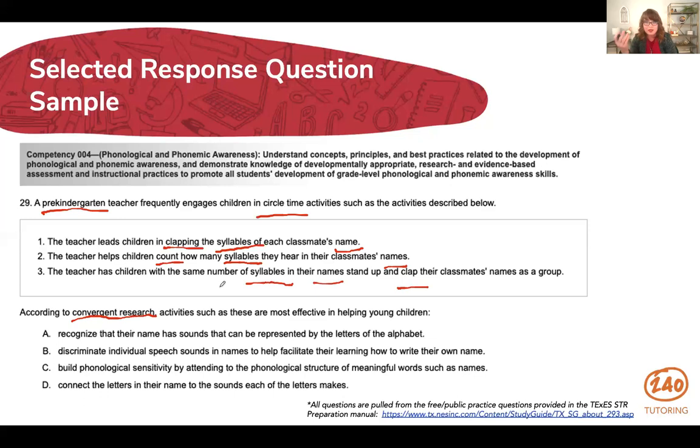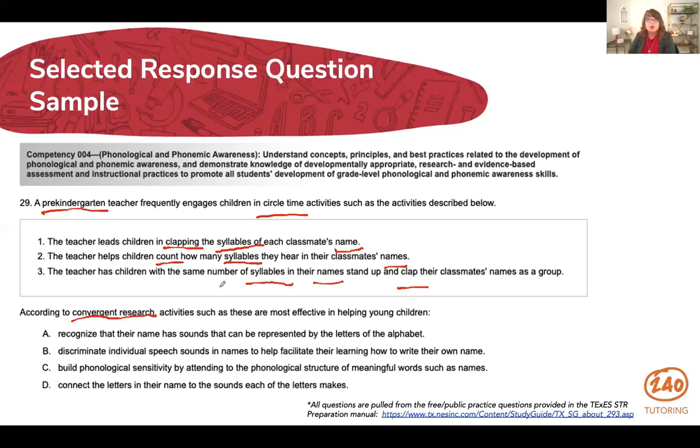So let's pretend I'm the teacher, and I'm going to lead the children in clapping the syllables of their classmates' names. So let's take my name, for example, Christy. All right? Christy. And we do that with lots of children's names in the class. Andrew, Thomas, Elizabeth. Okay, so we're clapping the syllables of those names.